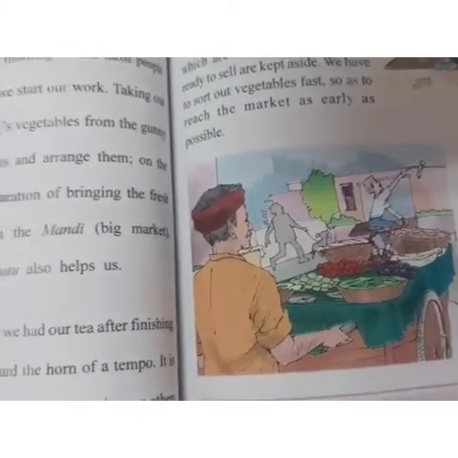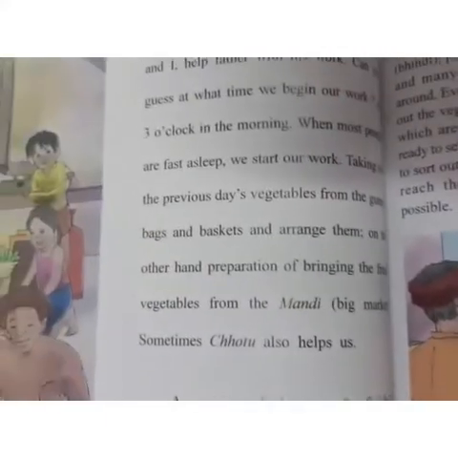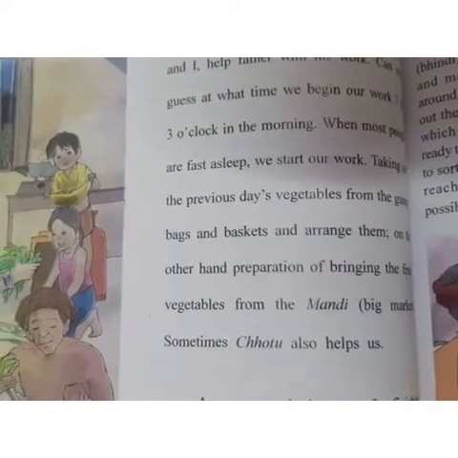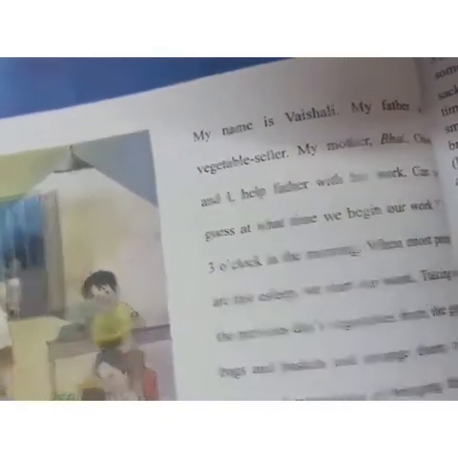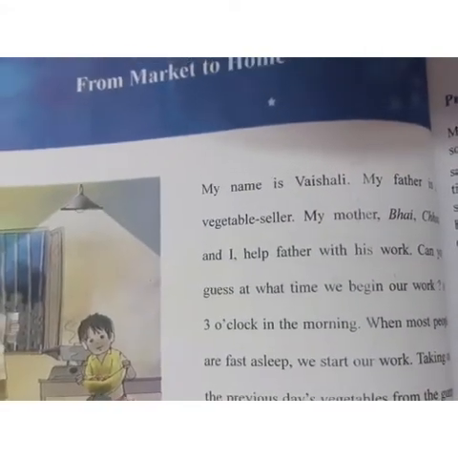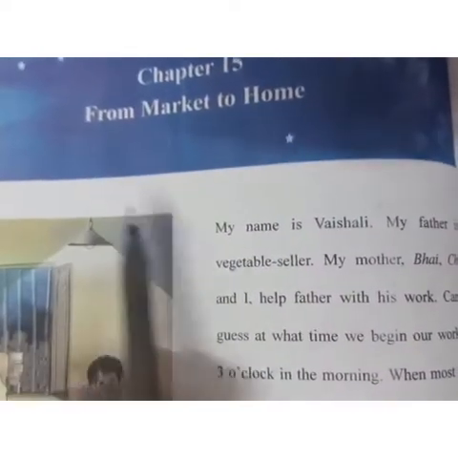So in this lesson we will study about a girl named Vaishali. There are 5 members in her family, and her father is a vegetable seller or a vegetable vendor. Now we'll start the lesson. This was just a gist, a short explanation of what we have to read and understand in this lesson. Now we'll start.